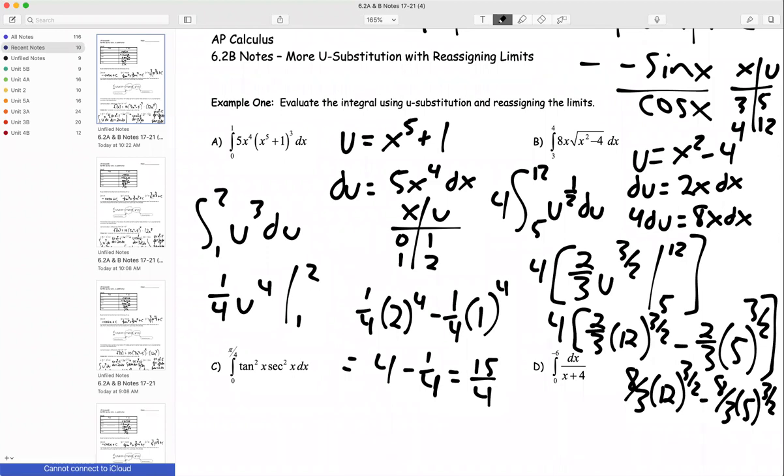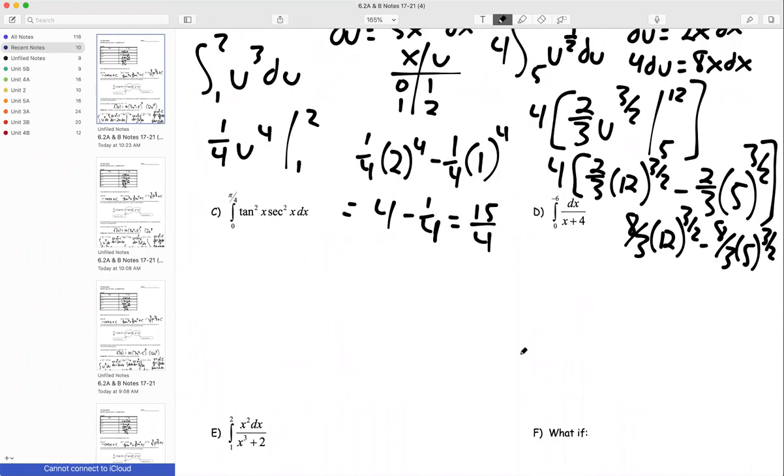All right, take a look at the next one and tell me what you think u should be on this one. Ooh, I mean, I think it should be tan.